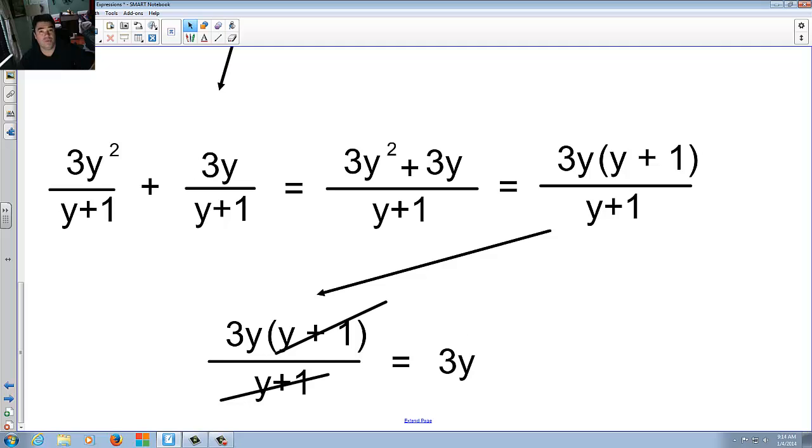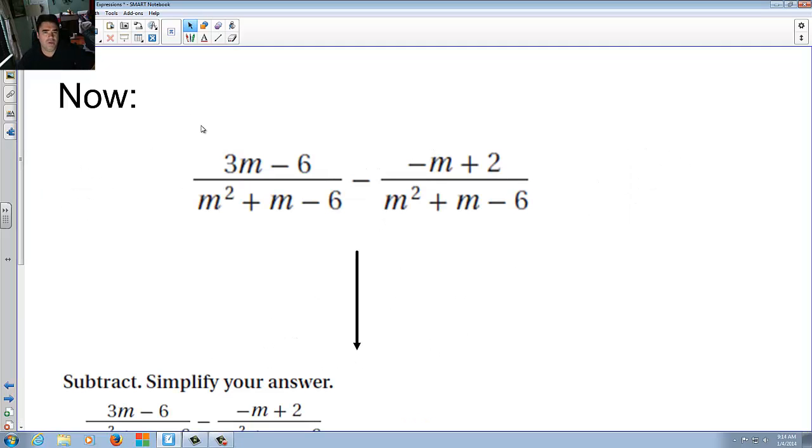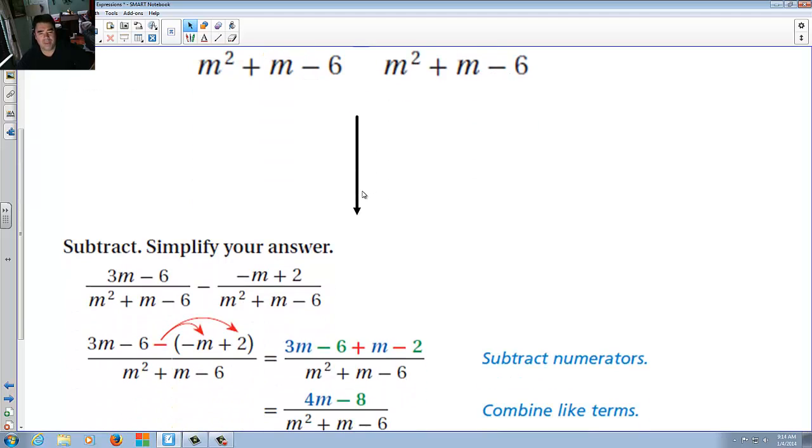cancel, cancel, leaving 3y. Now, 3m minus 6 over m squared plus m minus 6 minus negative m plus 2 over m squared plus m minus 6. Notice how I have a minus and not an add. What you can do is you can first take this negative and switch both top signs, getting rid of the negative and turning it into a positive. It's basically what we're going to do is, okay, we're going to turn this into a positive, means we switch all the signs. That's the easiest way for me.